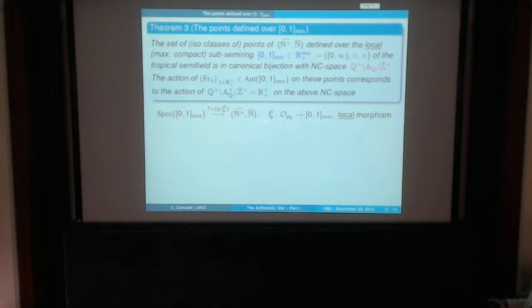So F_P sharp will go, and this is a reason why we studied the stalks, in fact. F_P sharp will go from this side, actually from the stalk of n bar at P, which I denoted O_P cross, to [0,1] max. You go in the reverse direction. But it's a local morphism.